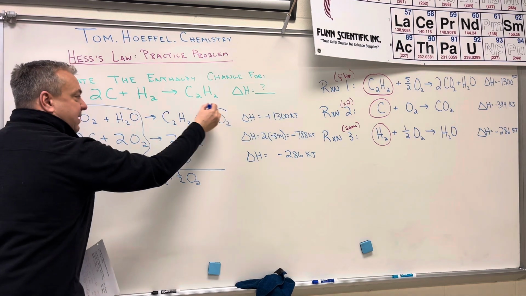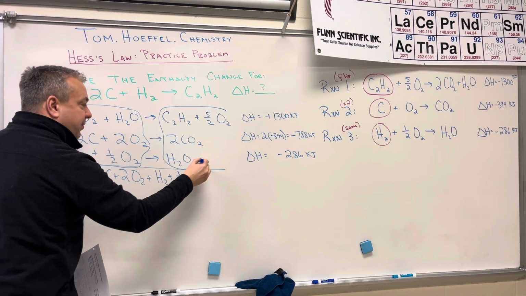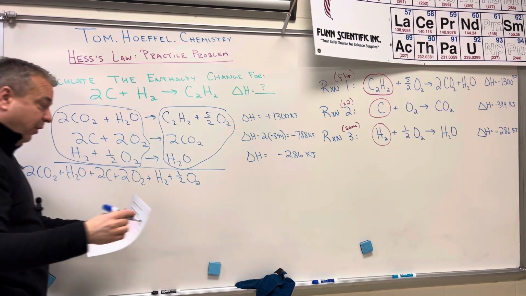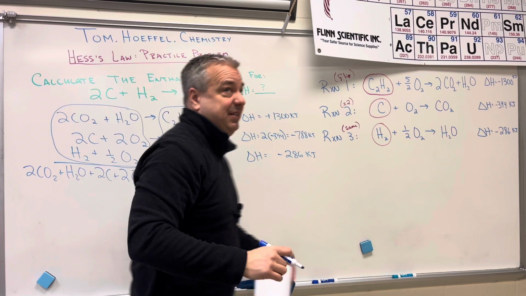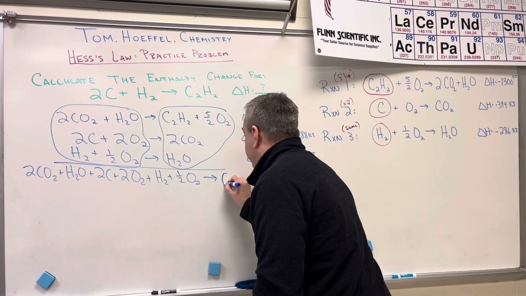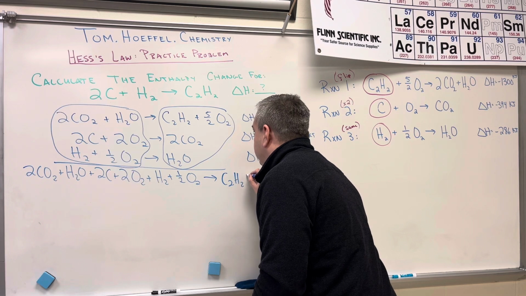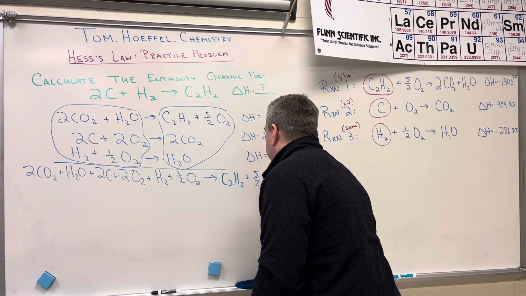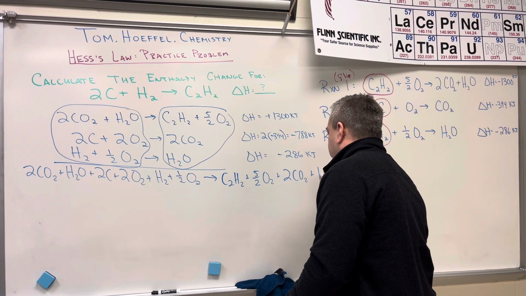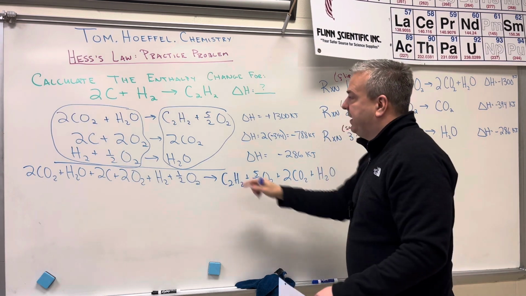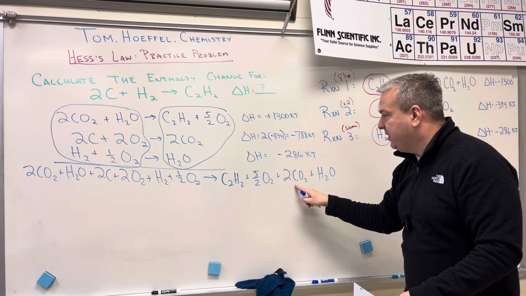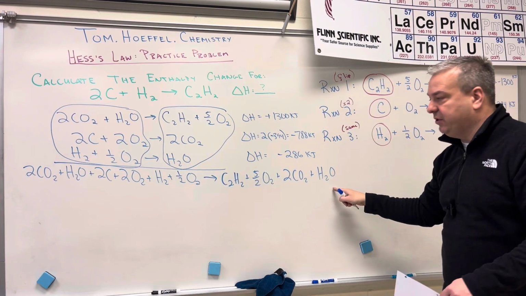And then I do the same thing on the product side. I'm going to put all these products on the right-hand side. 1, 2, 3, 4. 4 items, okay? Not the 6 items that I had on the other side, so this should be a little bit less, but still a lot of work. And double check my work here. C2H2, 5 halves O2, 2 CO2, and an H2O.